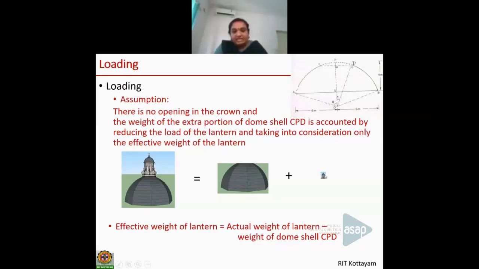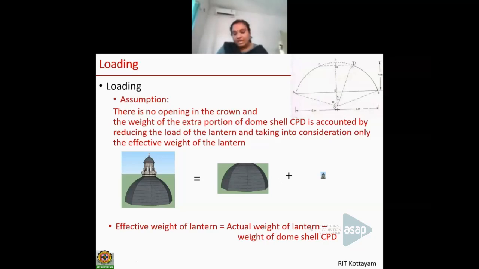So that is the concept. Let's think of it like this. This is the dome you have to design. There is a spherical part, and also this is the lantern. So what we do is we cut this portion and assume that this is a full dome, and then a smaller load is applied on top of that. In other words, we have to calculate the effective weight of the lantern, or the reduced weight of the lantern, as the actual weight of the lantern minus the weight of the dome shell that covers the portion CPD.